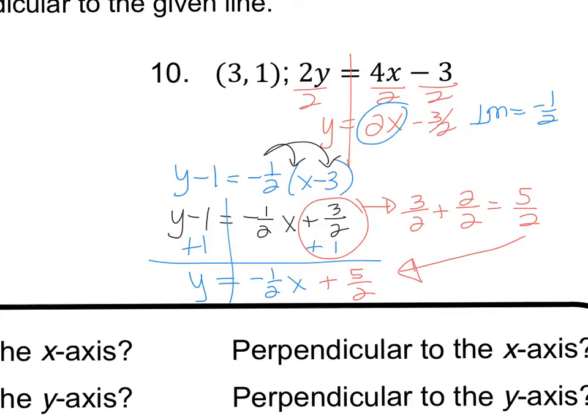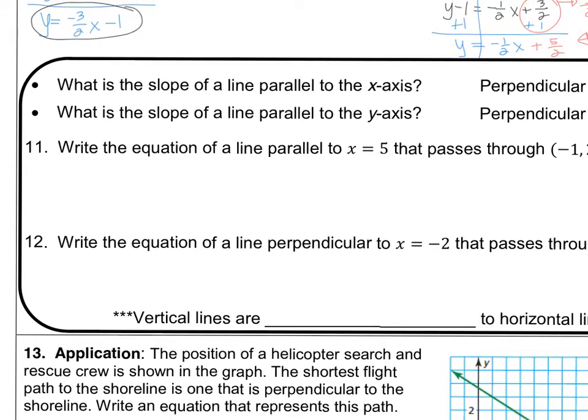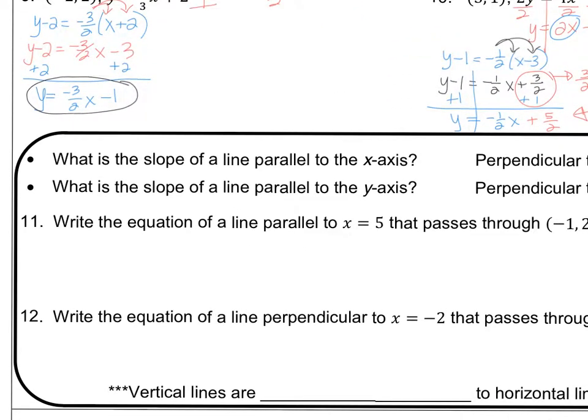Okay, so in the next section, we are going to be looking at the slope of our x and our y axis. So if you're looking at a graph, I'm going to just draw a quick little graph up here for you. If we're looking at a graph, we have our x-axis and our y-axis. So when it says what is the slope of a line parallel to the x-axis, we're looking at the x-axis right here. Well, the slope of the x-axis is 0. So a line parallel to it is going to have a slope of 0.